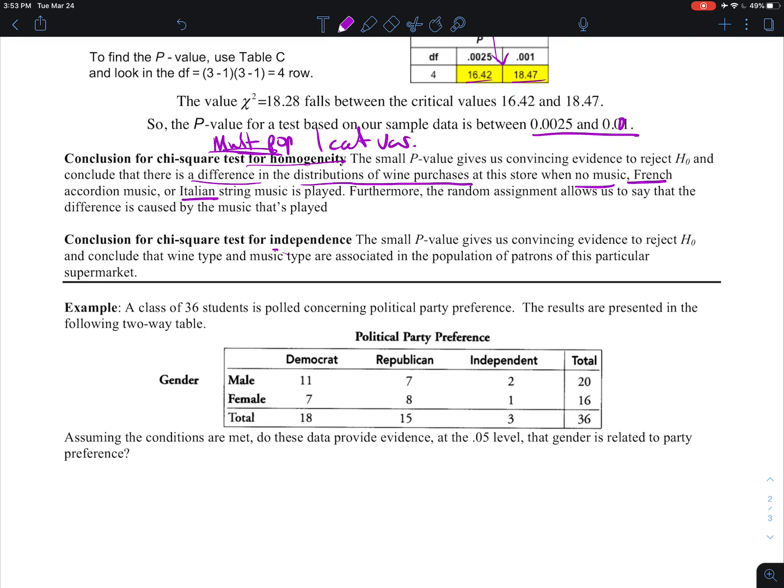If it's a test of independence and we had taken just one group of people and looked to see was there a relationship between the music they were listening to and the type of wine they purchased, we would say, yeah, we have evidence to say that something's going on here. We have evidence that the type of wine purchased and the type of music are in fact associated, or we've shown that it's not independent. The null would be they are independent.